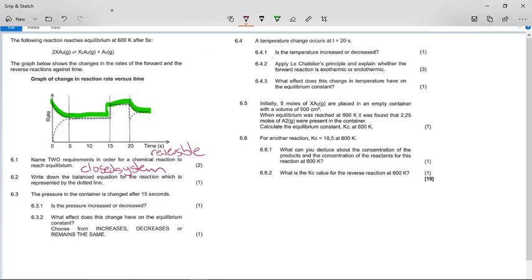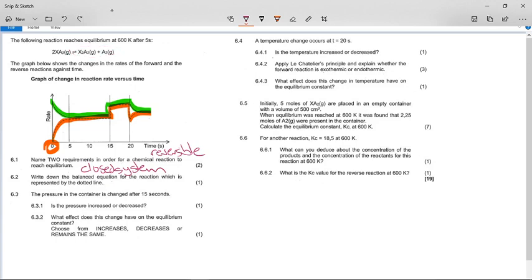Now it says to you, write down the balanced equation for the reaction which is represented by the dotted line. So if you look, here is the dotted line that I'm now putting here in orange. The dotted line is starting from 0. So the dotted line has to be the reverse reaction, because when you started, there are no products whatsoever. So it has to be the reverse reaction that starts at 0.